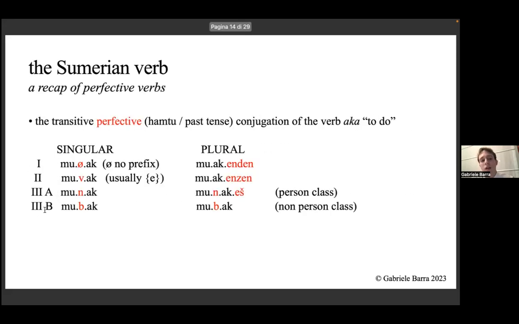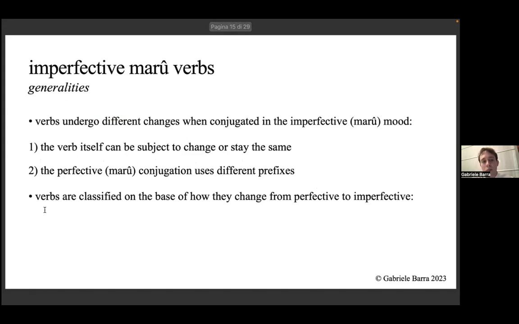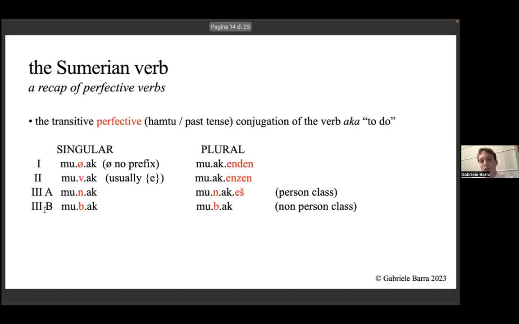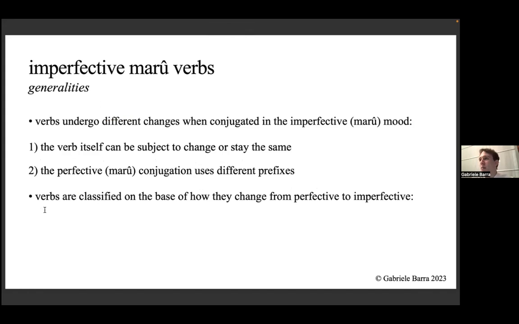So this would be the perfective transitive conjugation. We will see the intransitive in a moment, but it's simpler, so don't worry about it. So the thing is, verbs usually, when they are conjugated not in the perfective, but rather in the imperfective, in the maro, so the present ongoing action form, they usually undergo different changes. Sometimes they also stay the same, but some of them undergo some sort of change.